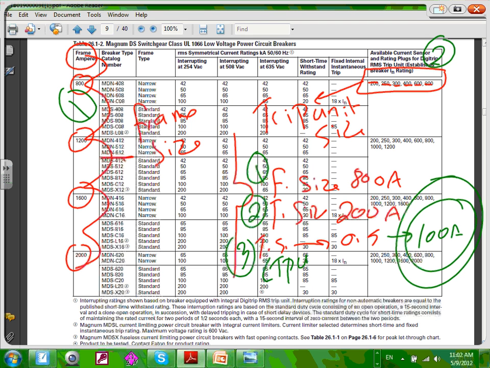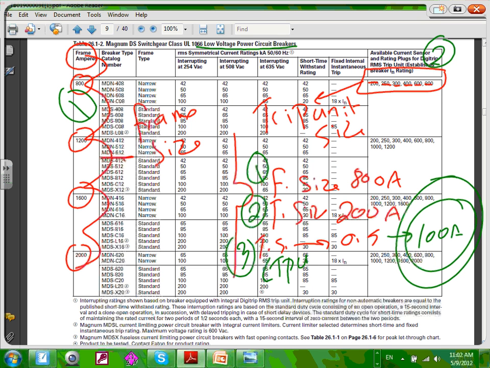And I put that long time pickup, Chris, they always go from almost 0.1 to 1, right? And I picked 0.5. You'll see it, guys, when we start doing the coordination. Okay, so that's basically all how they do the power circuit breakers, low voltage power circuit breakers. That's what you were looking at yesterday when we went to Allianz.